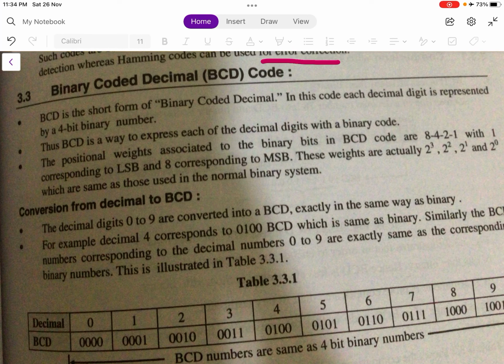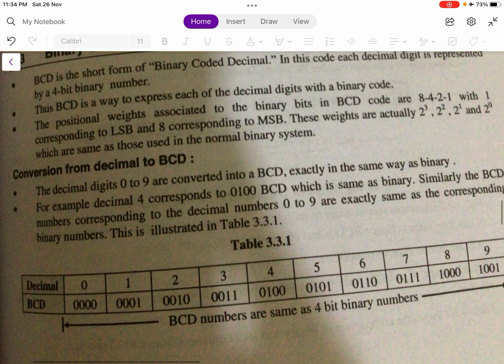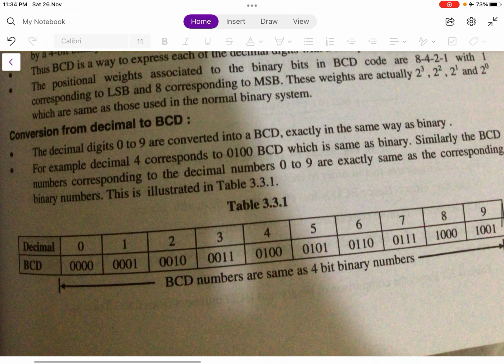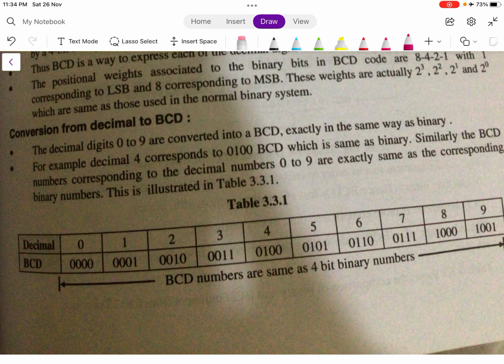These weights are actually 2 raised to 3, 2 raised to 2, 2 raised to 1, 2 raised to 0, which are same as those of the normal binary system. So for conversion to BCD, the decimal digits 0 to 9 are converted into BCD in the same way as that of binary. So decimal 1 will be 0001.